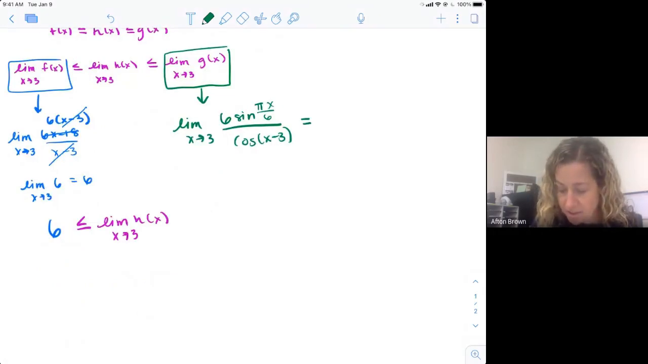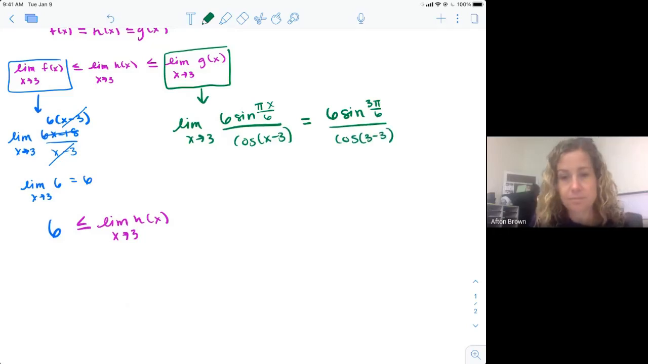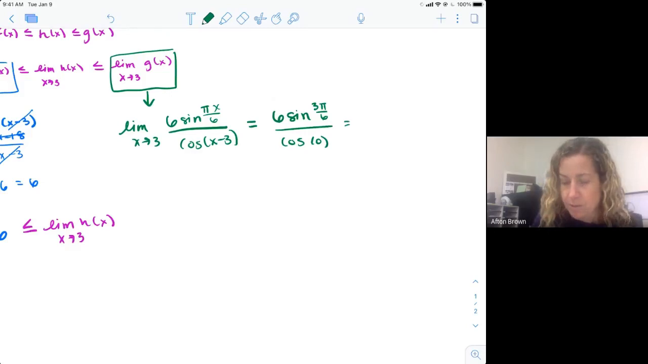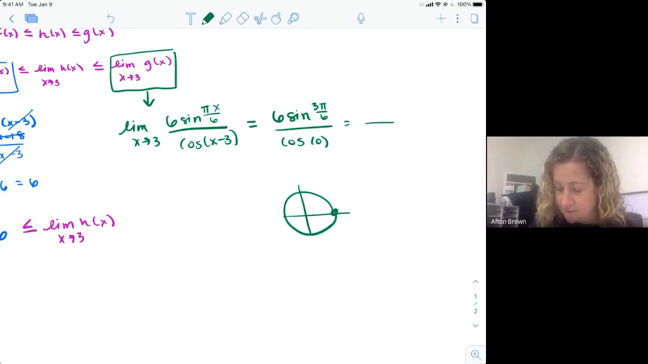So if I plug in 3, I'd have 6 sine, let's see, that would be 3 pi over 6. And it's divided by cosine of 3 minus 3. But 3 minus 3 is just 0. So I'm just going to go ahead and say the denominator is cosine of 0. What is cosine at 0? You can think of it on the unit circle. 1, very good, because at this point, that point is 1, 0, and cosine goes with x. You could think of the graph. You want to get to where you can do these pretty quick, but at 0, it's 1. So whichever way you do, unit circle or that, it's 1.